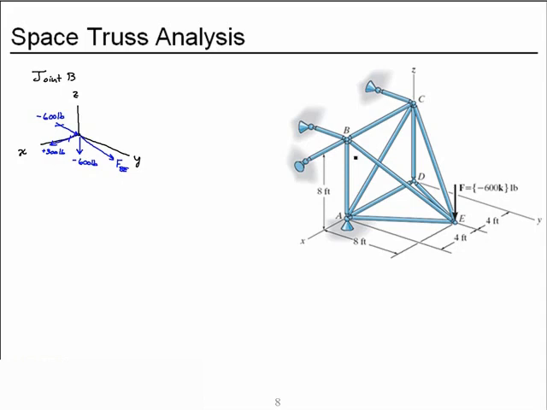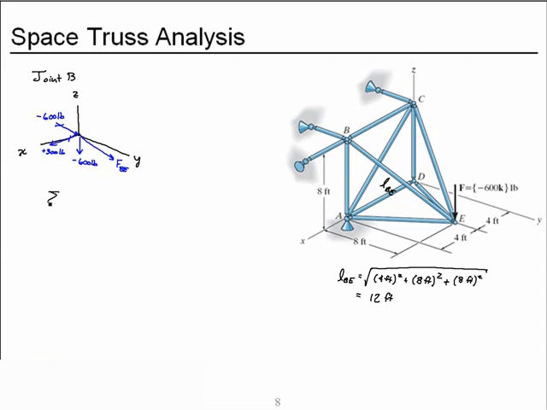So to find it, we're going to need the length of member BE. It has an x component of length of 4 feet, a y component of length of 8 feet, and a z component of length of 8 feet. We take those squares, sum them up, and we get 12 feet for the length of member BE, and that'll be important in our summation.